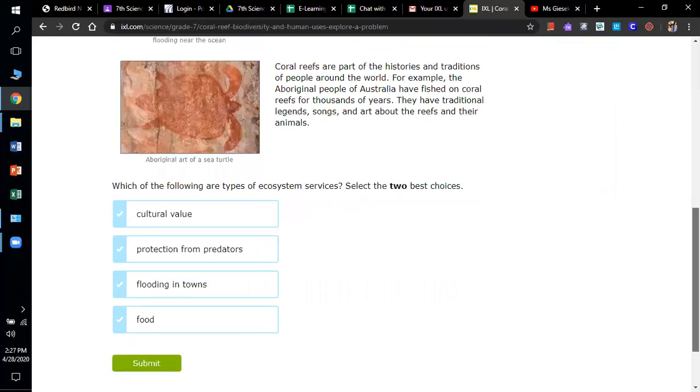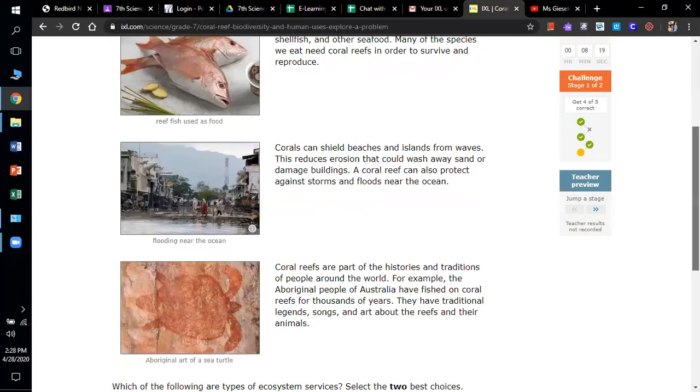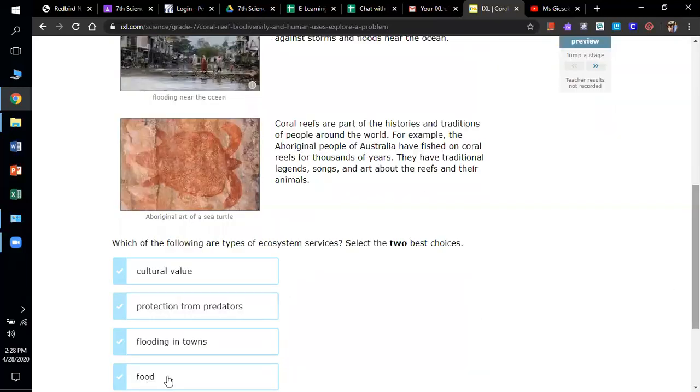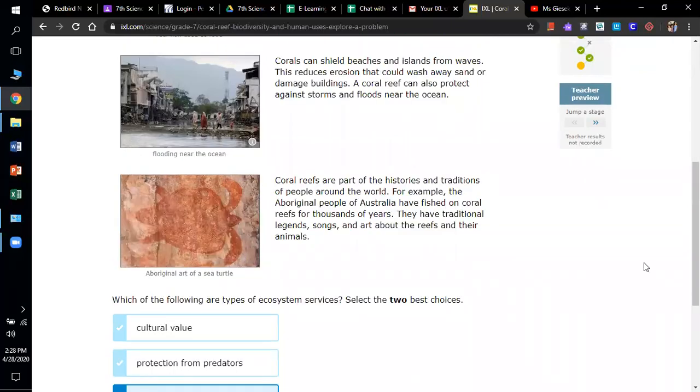Which of the following are types of ecosystem services? Select the 2 best choices. Cultural value, protection from predators, flooding in towns, or food. So food was one, flooding was another, and then it said cultural, but it says the 2 best choices.